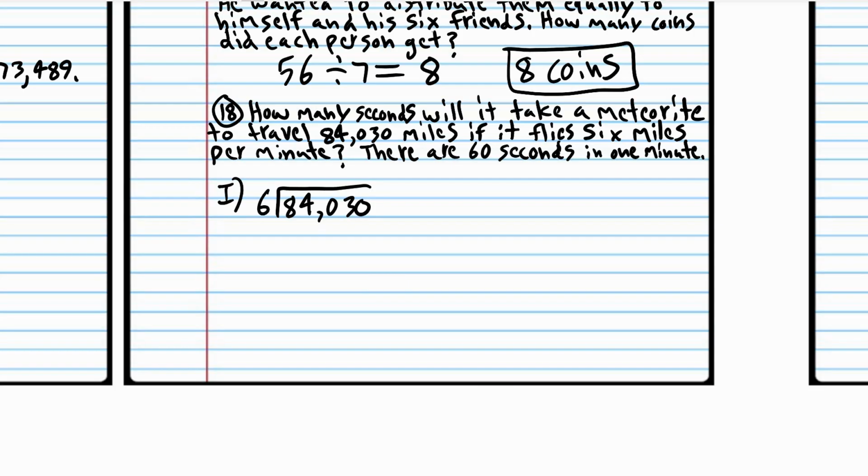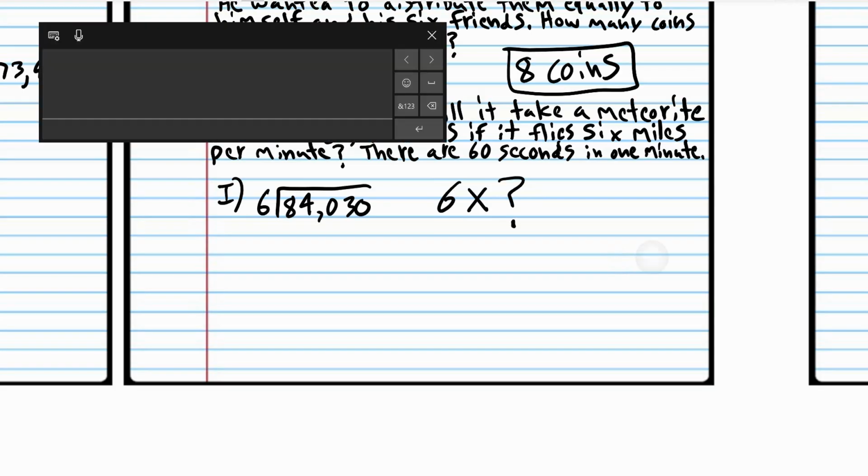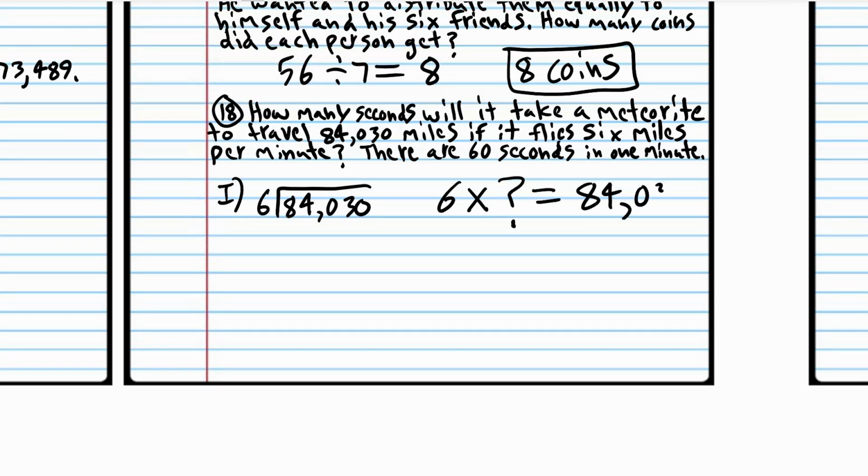So we're going to use the long division algorithm. 6 times what number equals 84,030? So how many times does 6 go into 84,030? That's the same thing as dividing 84,030 by 6. Because if you say how many times does 6 go in, you're saying 6 times what number? We'll call the number just question mark. 6 times what number equals 84,030?